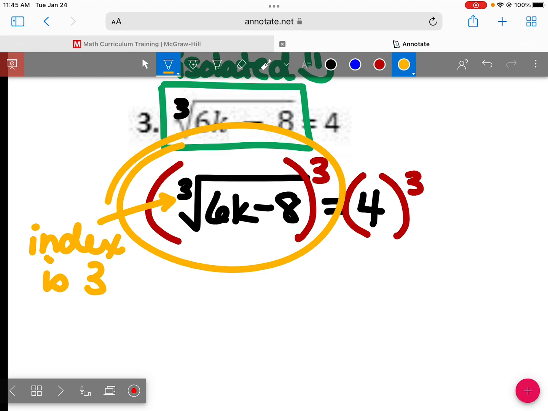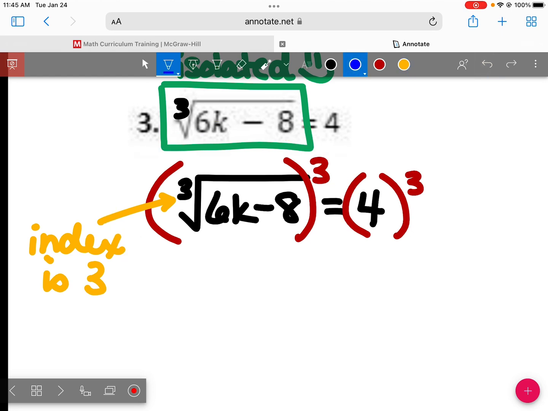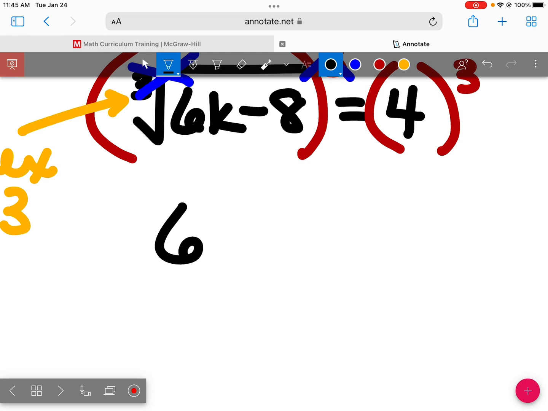So what's going to happen over here on the left? Cancels out. The cubing and the cubed root cancel each other out. So I don't have a radical anymore. I have 6k minus 8 all by itself. Equals. Now I've got to cube the other side. 4 cubed. 4 times 4 times another 4. 64.